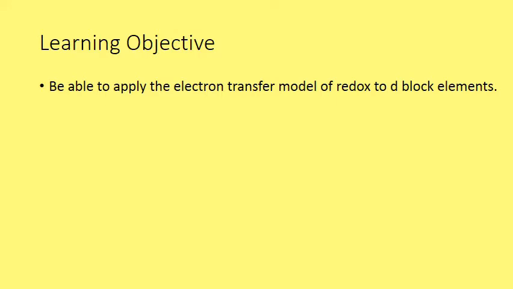D-block elements. And in case you are not familiar with the electron transfer model, what we mean by that is, first of all, we assume, even in a covalently bonded compound, that electrons are being transferred to the most electronegative element in that compound. That's the one thing. So we're going to assume transfer, not sharing, of electrons.